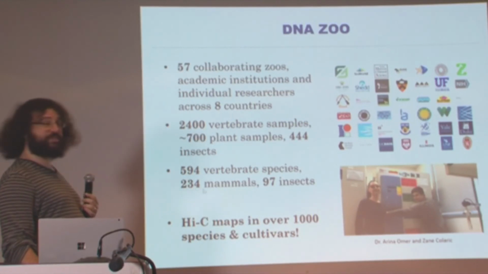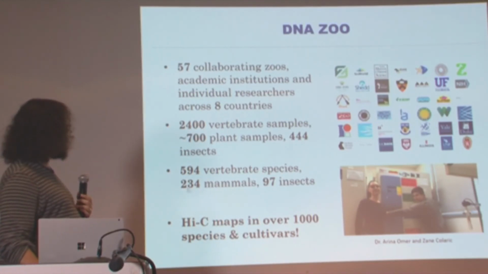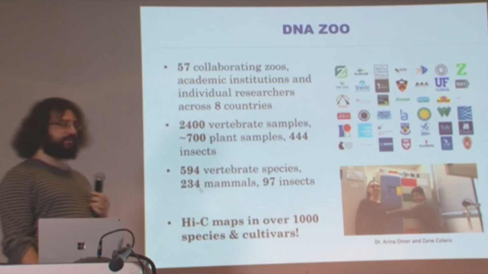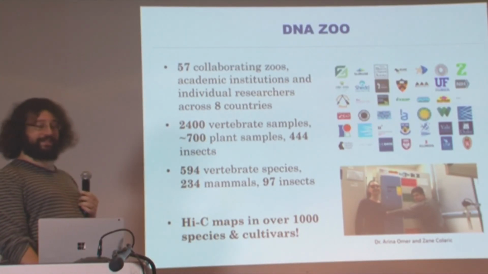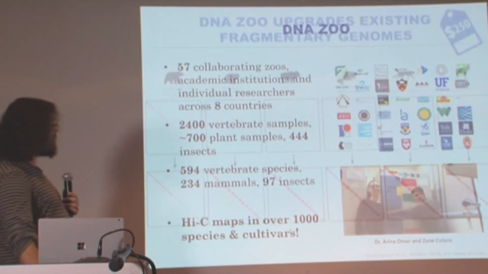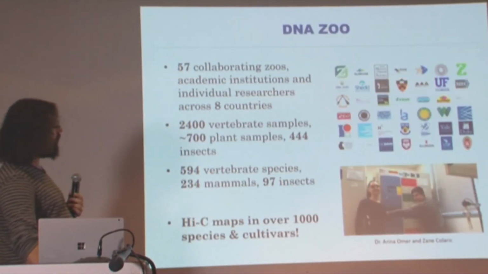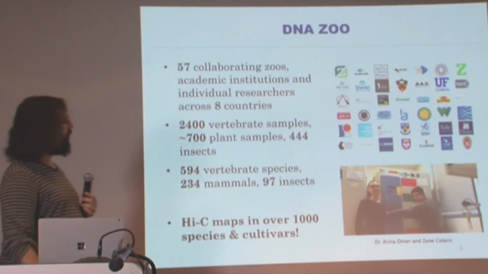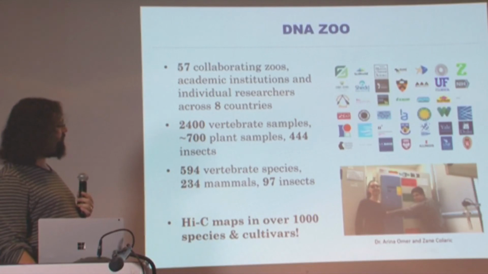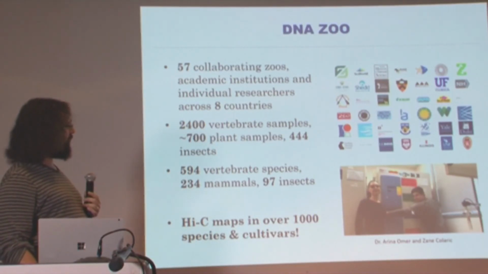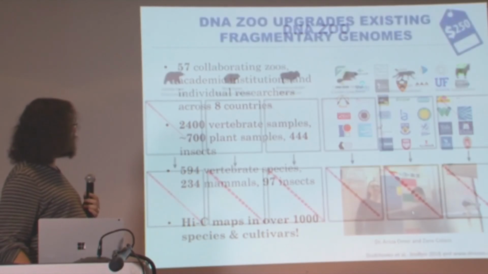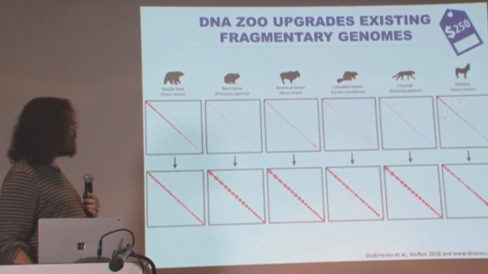The current number is actually more than double that. So we've got about 480 different mammalian species that we have samples of, which is about 10% of the clade. And we now have Hi-C maps generated in over 1,000 species and cultivars. Here's Arena, Omer, and Zane Kolarek, who are key experimentalists leading the experimental piece of this, guarding our -80 with all of our samples. So what are the things that we're doing?